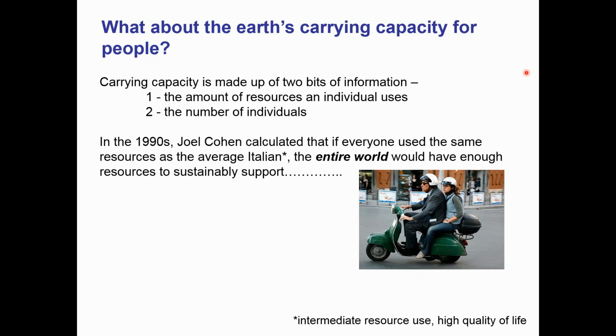Secondly, the number of individuals. A combination of the number of individuals and the amount of resources an individual uses tells you your carrying capacity. Well, in the 1990s, the population biologist Joel Cohen calculated that if everybody used the same resources as the average Italian, and the reason he picked an Italian is because an Italian has relatively intermediate resource use. They don't use nearly as many resources as an Australian or an American, but they do use an awful lot more than a Middle Easterner or an African.